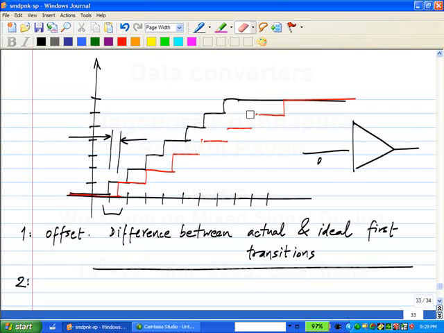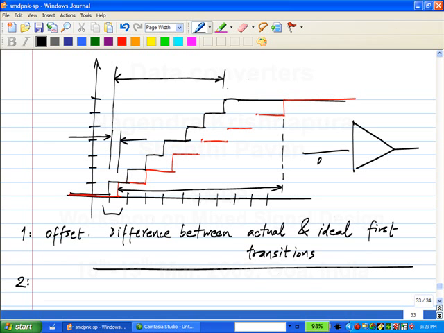Okay. So, like people pointed out, you have to make two measurements and one convenient thing to do is to do the first and last. Okay? What is the ideal difference between the first and last transitions? Ideally, this one. How much is it? 6 VLSB. So it is 6 times VLSB. Okay? And the actual difference is something else. Okay? So that gives you the gain error.